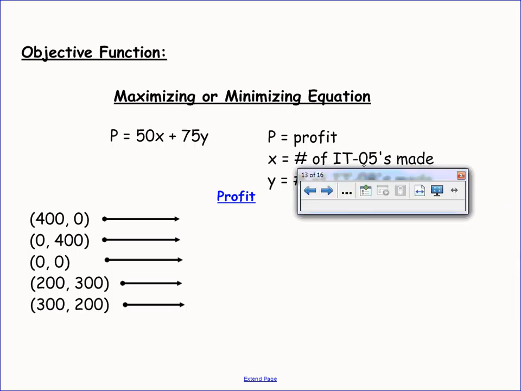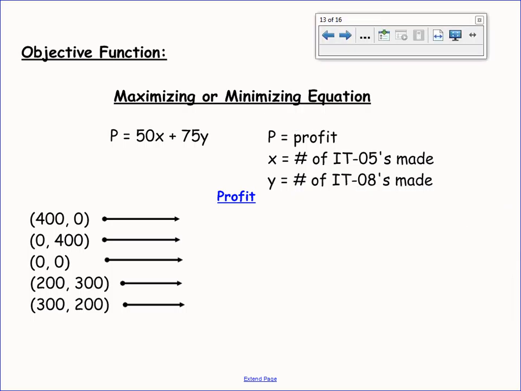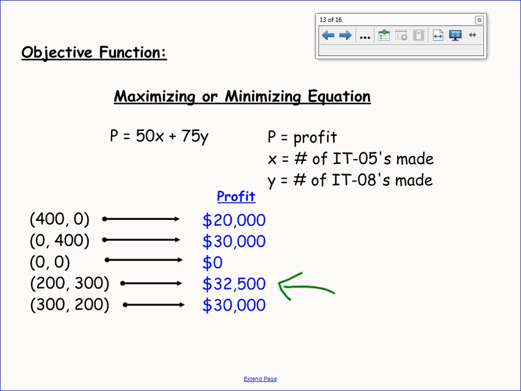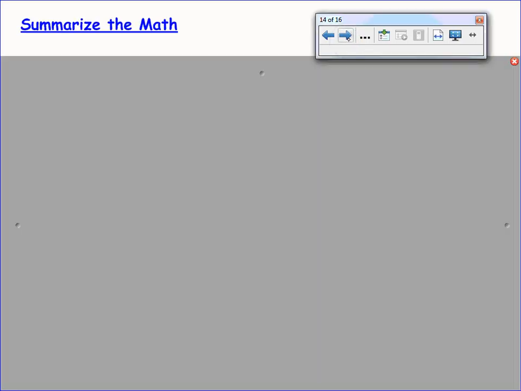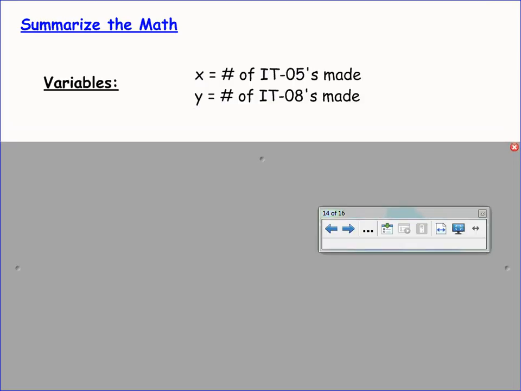All right, so in order to determine the optimal combination, we went ahead and tested those vertices in my objective equation, and we found individual profits as shown. It looks like cruising down here, there's our winner: a combination of 200 as my X variable, that's the 05 models, when produced with 300 of my Y variable, that's my 08 model, produced a whopping profit of $32,500. And based on comparing that with my other profits produced from the corners of my polygon, that was the winner.